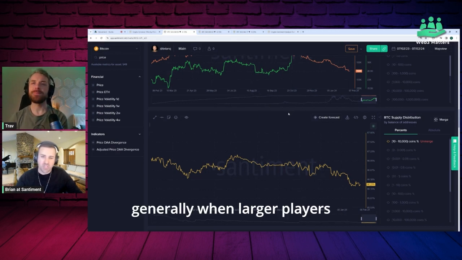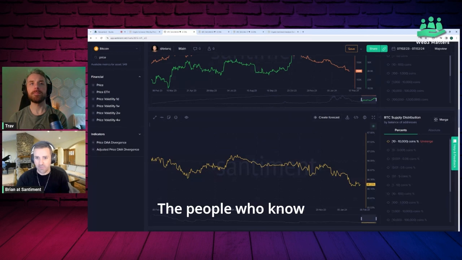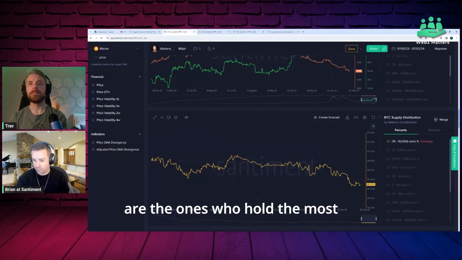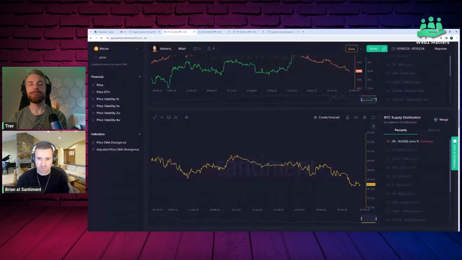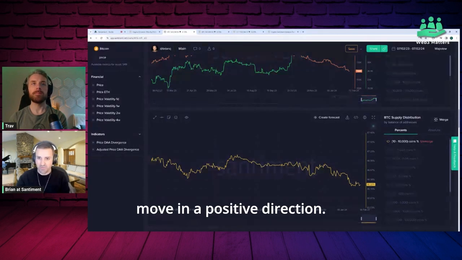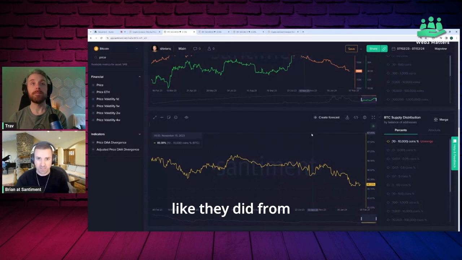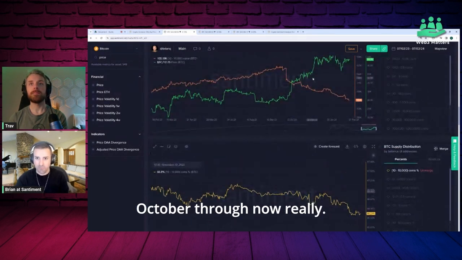Yeah, I mean, generally, when larger players are accumulating, it's a sign of confidence for the network. The people who know the most about Bitcoin are the ones who hold the most, and the people who have, you know, been through the trenches the most. So if you're seeing a lot of key stakeholders accumulating more and more, it's generally a sign that markets are going to move in a positive direction. Sometimes they'll be taking profit, though, on a big rise like they did from October through now, really.